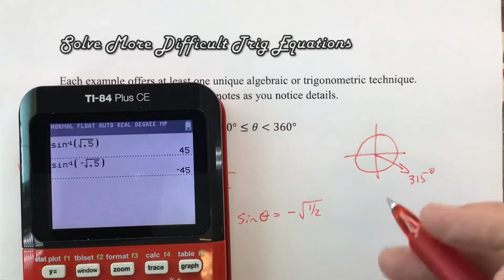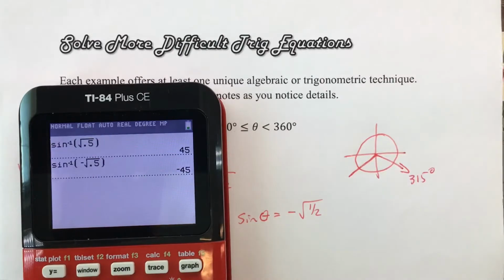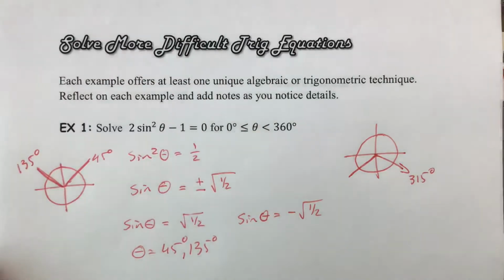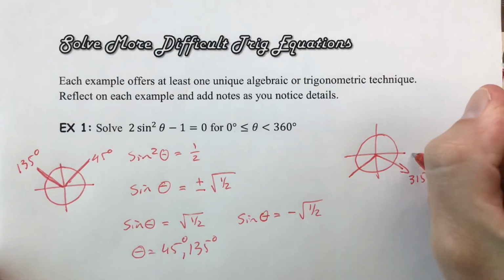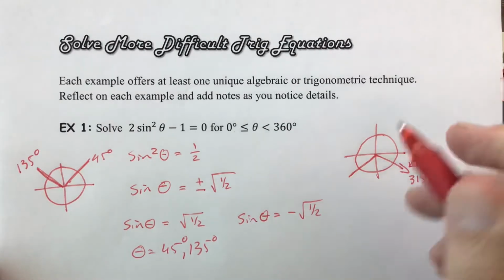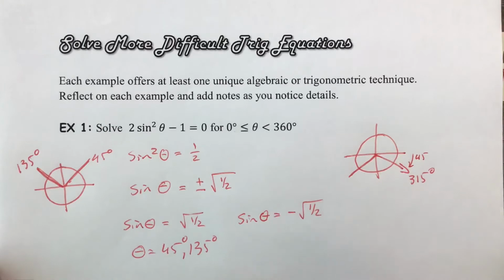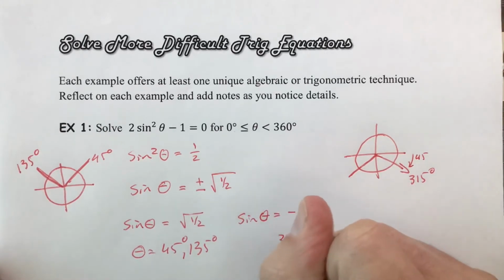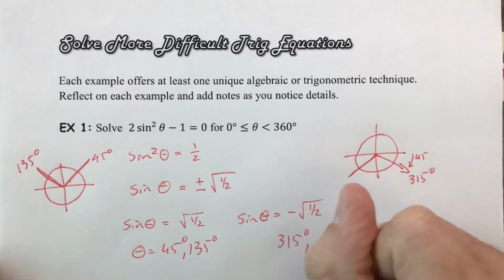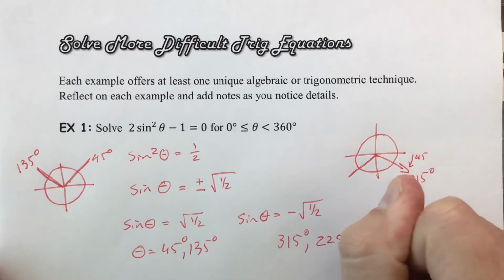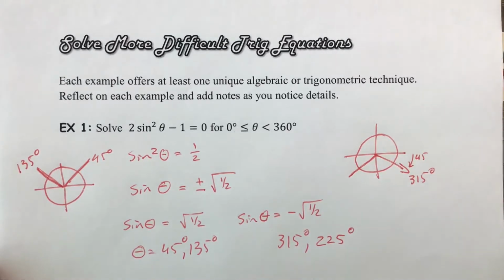The other quadrant that will be negative is down here in quadrant 3. So we're literally getting answers in all 4 of the quadrants, and they're all using a reference angle of 45 degrees. First we got 315. 180 plus 45 is going to give us 225. So all of these should work as answers.